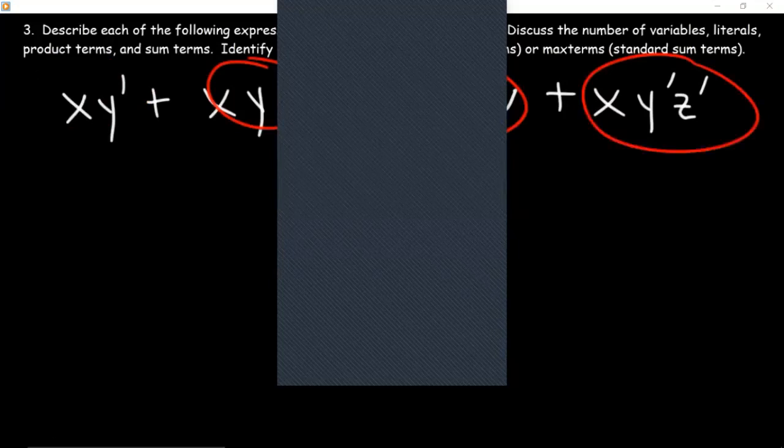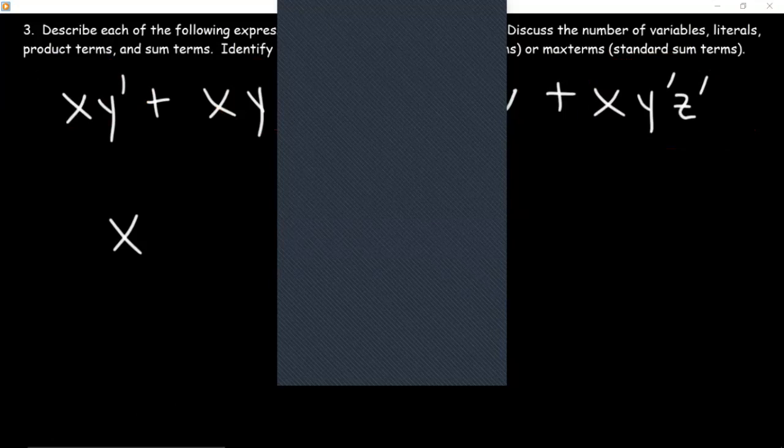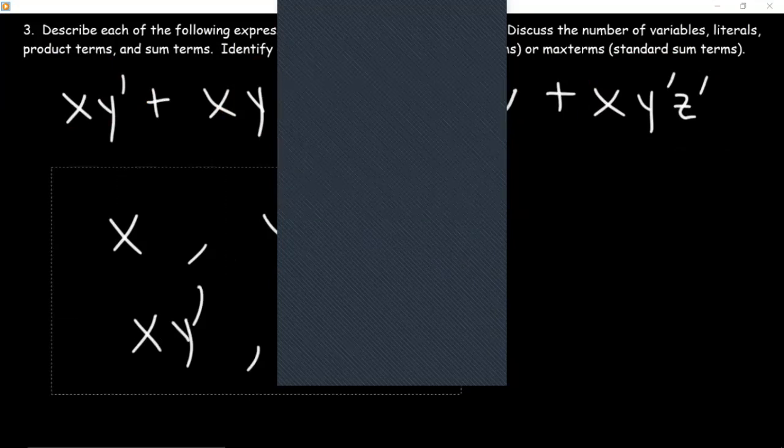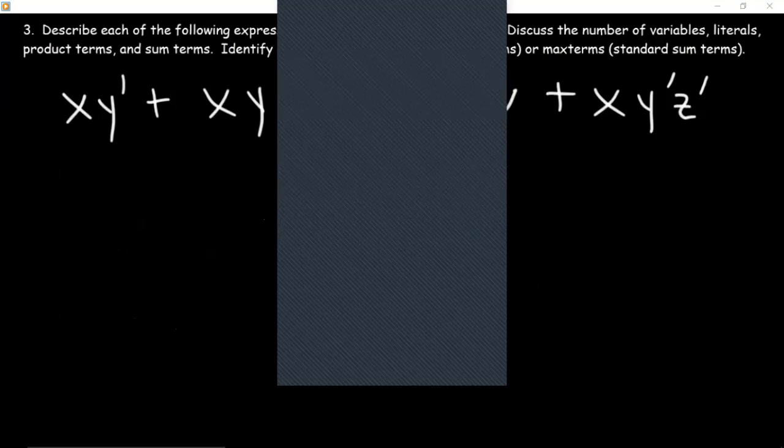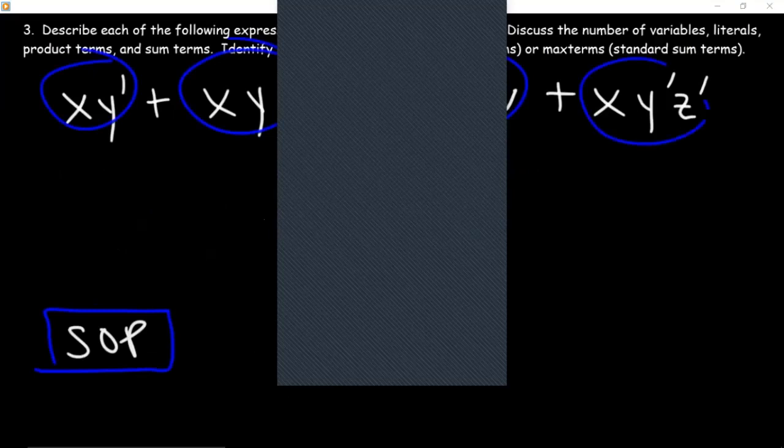Now, just to review, one literal could be a product term. So x is a product term. Y prime is a product term. Or if you multiply them, these are product terms. So what we have here is a sum of products expression. We have 4 product terms, and as we can see, there's a plus sign separating them. So it's a sum of products expression.